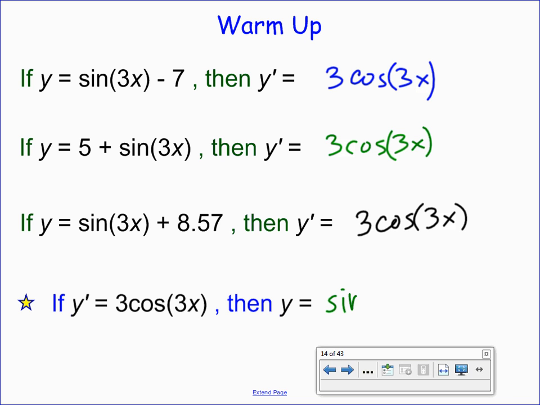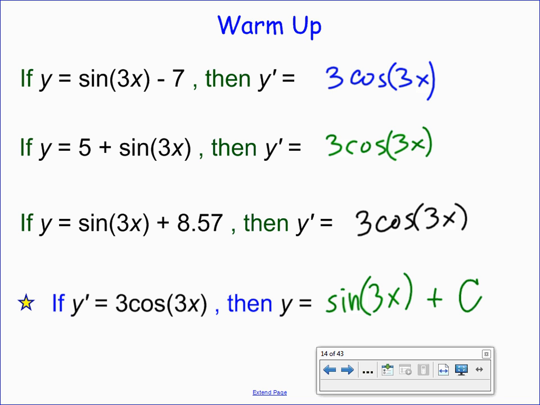Yeah, sine of 3x is my parent function that differentiates to 3 cosine 3x, but we could have had some constant like 8.57 or 5 or negative 7 or pi attached to the end of my original y that we wouldn't know about, right? When we differentiate, the derivative of any constant is 0, and so we have to account for that unknown constant by including a plus c when we go backwards. That is, when we find an antiderivative and step up from y prime to an original function y, we need to include a constant of integration, a plus c.